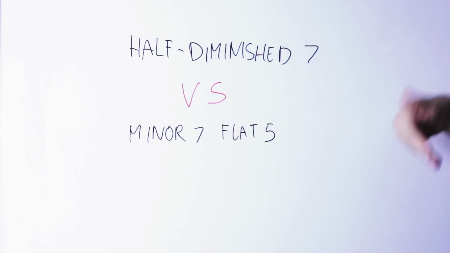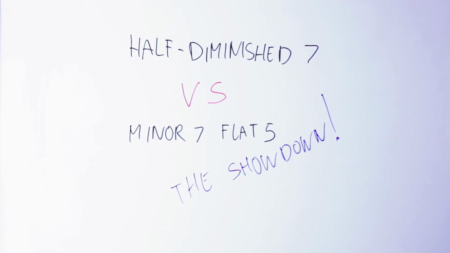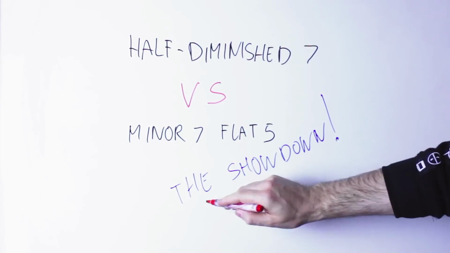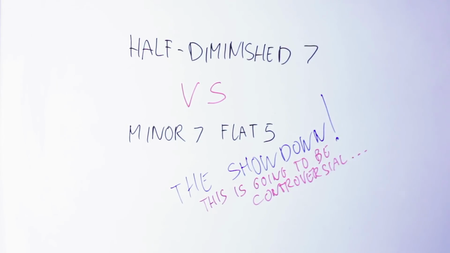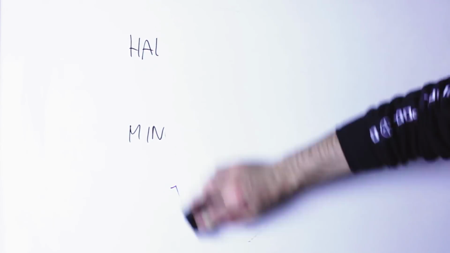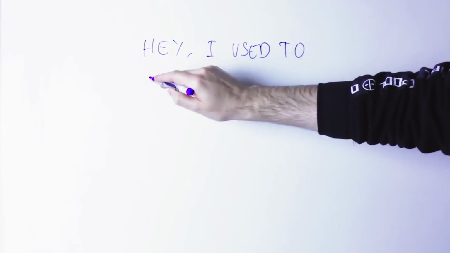Today I want to talk about the difference between two chords that are often confused with each other. I want to talk about the difference between the half-diminished 7th chord and the minor 7th flat 5 chord. And yes, those two chords are different and they are often confused. In fact, even saying that these two chords are different will sound controversial to some. And I get it. Hey, I used to confuse them too.